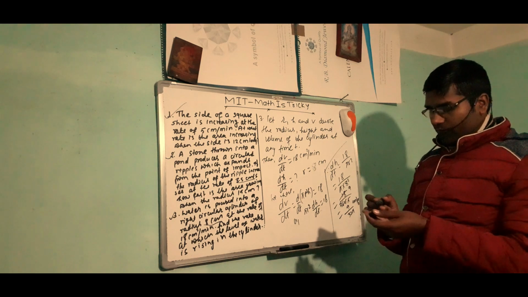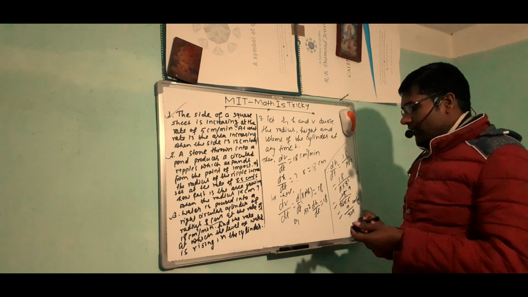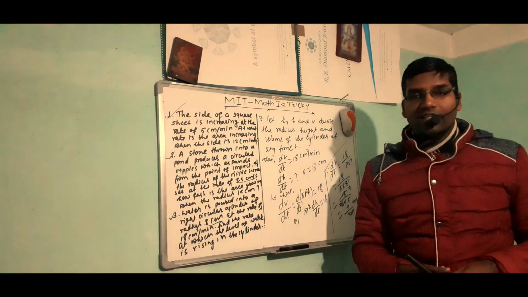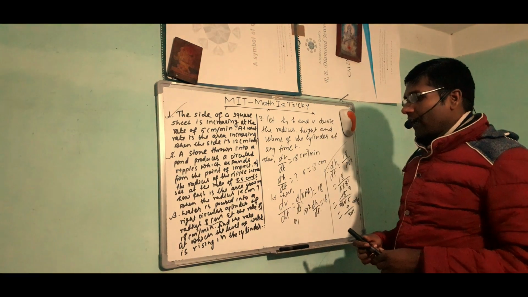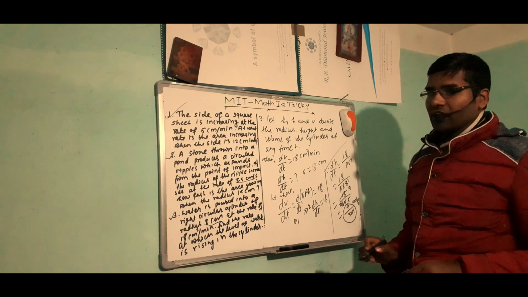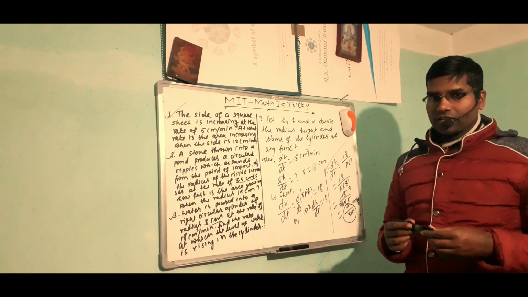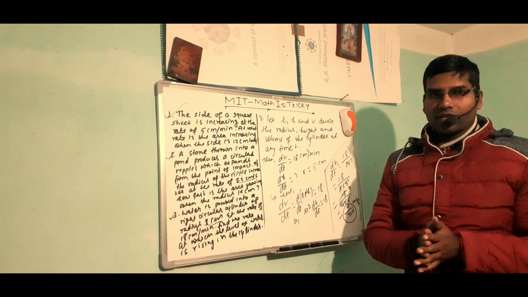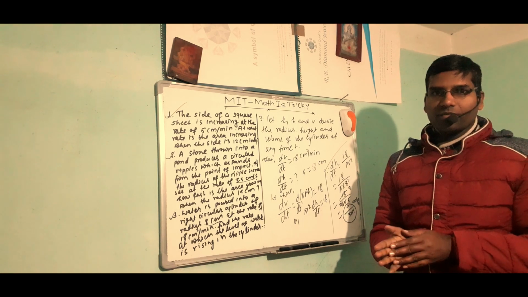Okay, so it means that the level of water will be rising at the speed of 9 by 32 pi. This is our final answer. Hope you understood this, and if you have any confusion, don't forget to share with me.